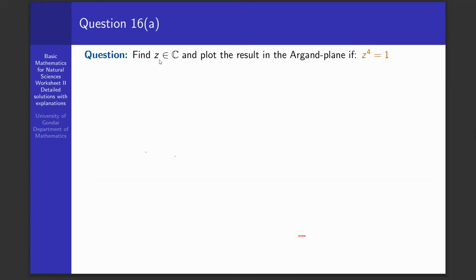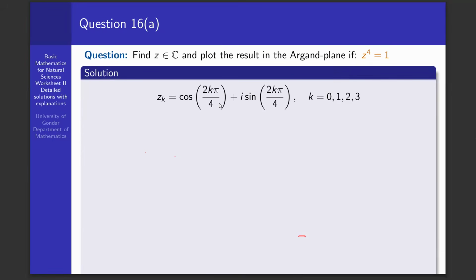16. Find z, an element of complex numbers, and plot the result in the Argand plane, that is the imaginary complex plane, if z to the power of 4 is equal to 1. That is the extraction of roots. The solution will be, for the extraction of roots, we have the formula cosine of 2k pi over 4, where 4 is the exponent here, plus i times sine of 2k pi over 4, where k is running from 0 to 3, so that we will have 4 roots.